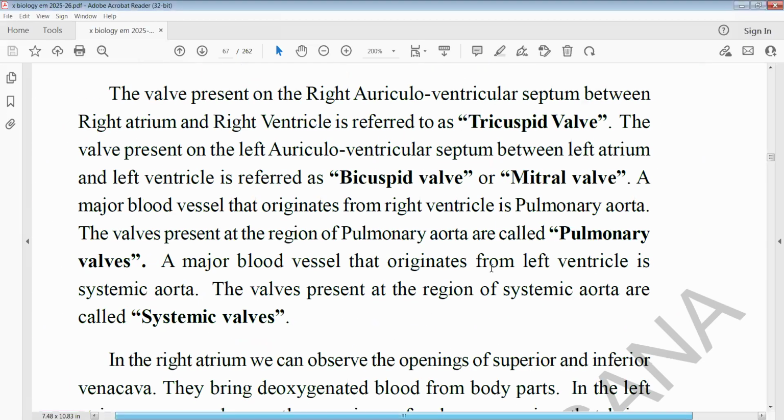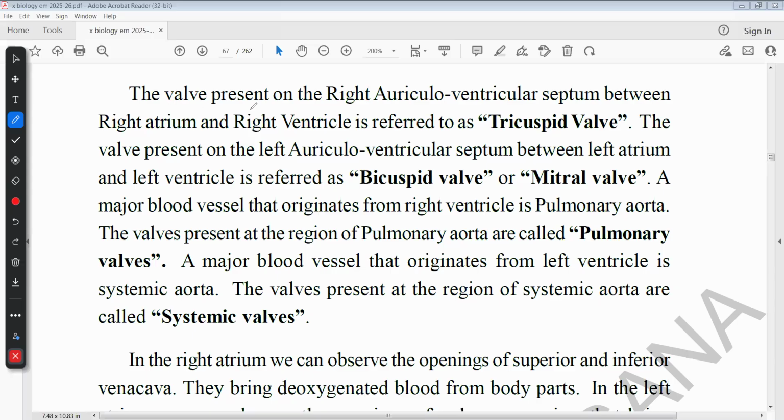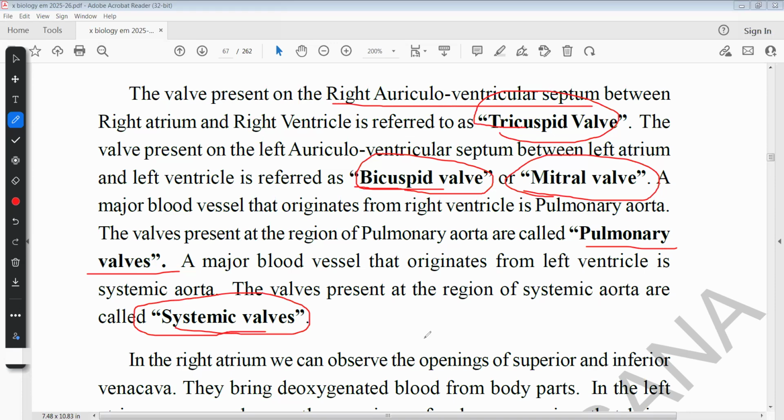Now here, previously we discussed valves. The valve present between the right auricle and right ventricle is called the tricuspid valve. It allows blood to flow from the right auricle to the right ventricle. Another valve present between the left auricle and left ventricle is called the bicuspid valve or mitral valve, which allows blood to flow from the left auricle to the left ventricle. Also pulmonary valves are present at the mouth of the pulmonary artery. They allow blood to flow from the right ventricle to the lungs. Whereas systemic valves are present at the mouth of the systemic artery, which allow blood to flow from the left ventricle to the body parts.